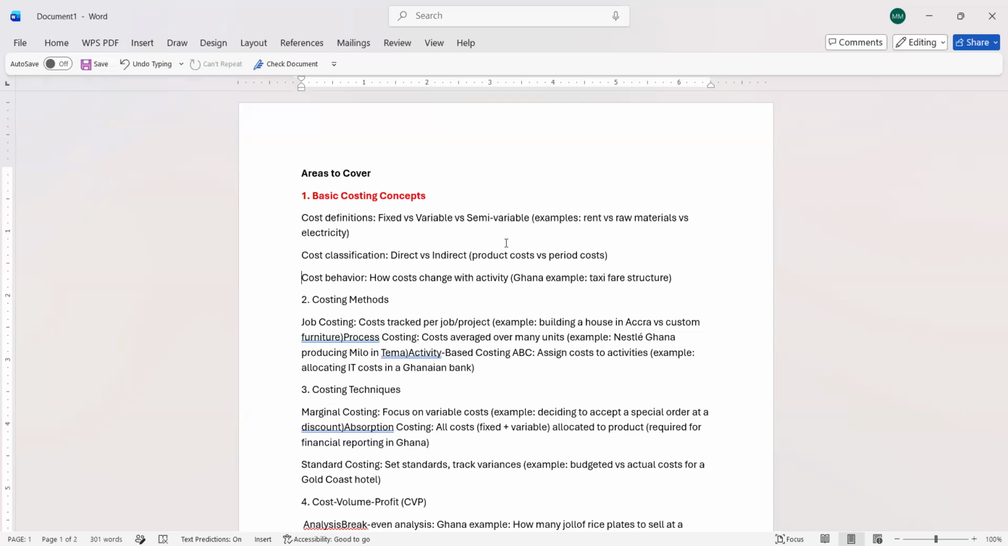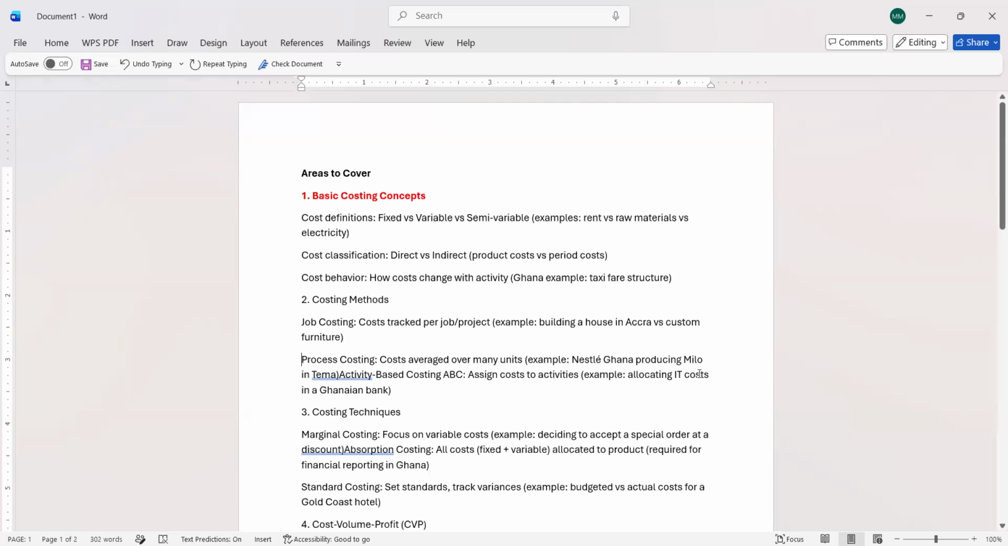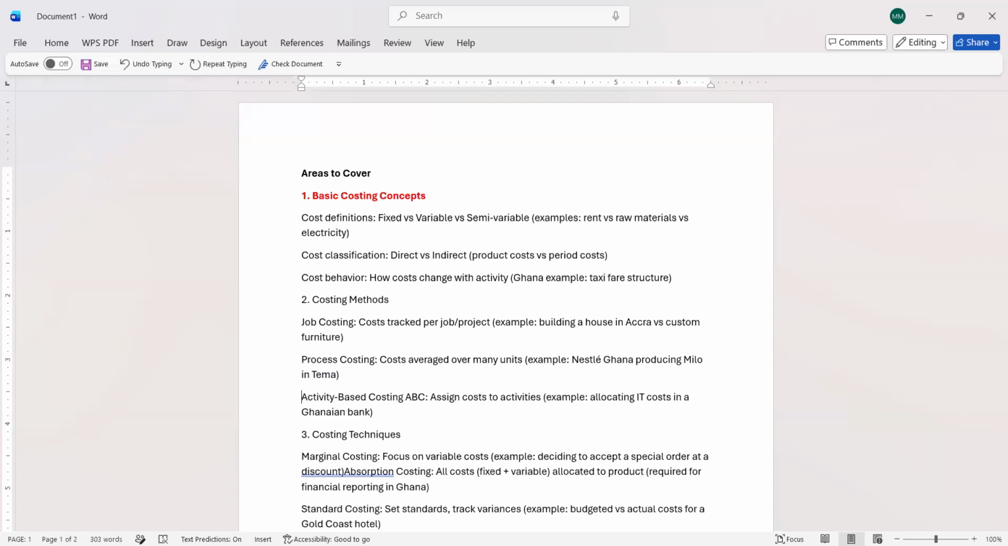Here we learn about costing methods, the various methods deployed in costing. We have job costing. You learn what is called job costing. We also learn what is called process costing, whereby you average cost over many units. We have activity-based costing, also known as ABC. We also learn that one too.